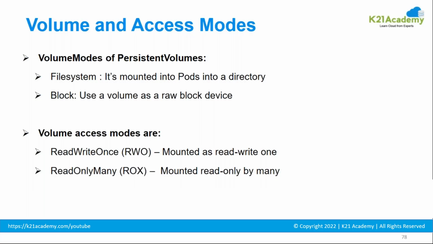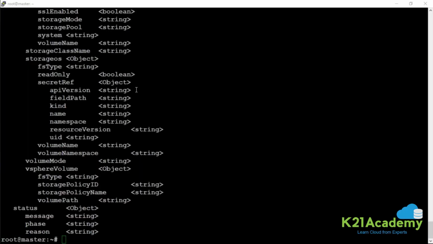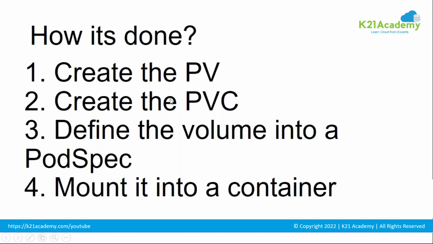Read write once means the volume is mounted as read-write by one node. Read only many means many nodes can mount this volume as read-only. Read write many means this volume can be mounted as read-write by many nodes. The volume is an external resource which is getting mounted on our node. There are different modes in which we can make use of volumes: RWO, read write once, read only many, and read write many. Of course, they have different use cases. So how do you make use of the volume?